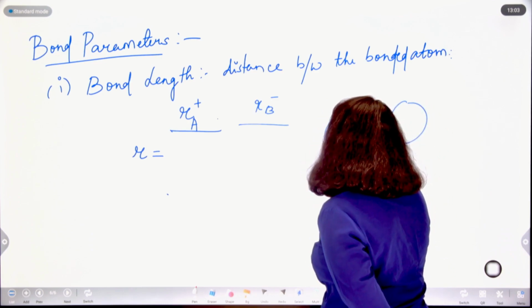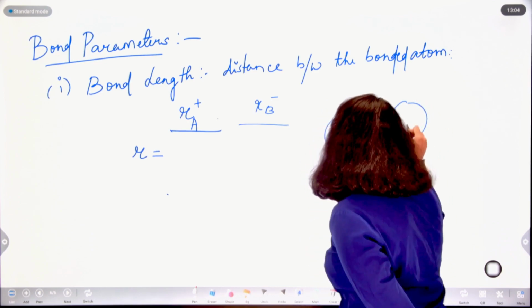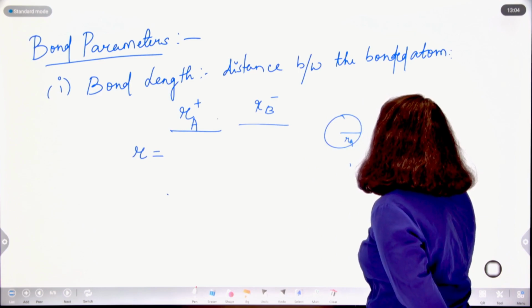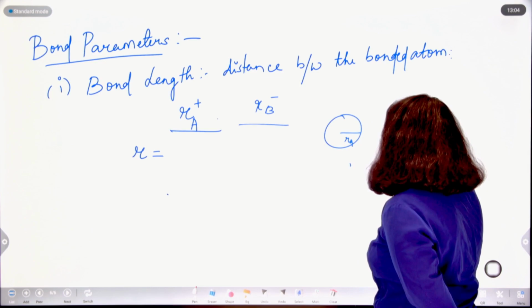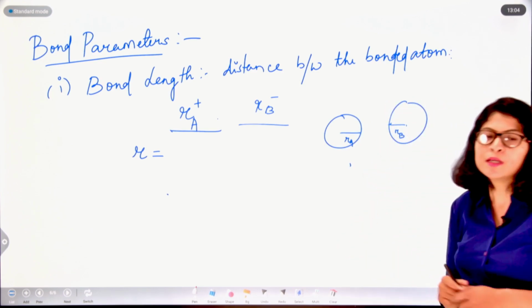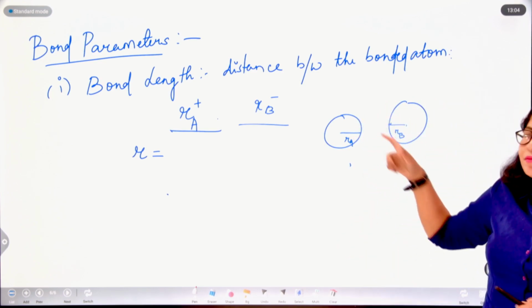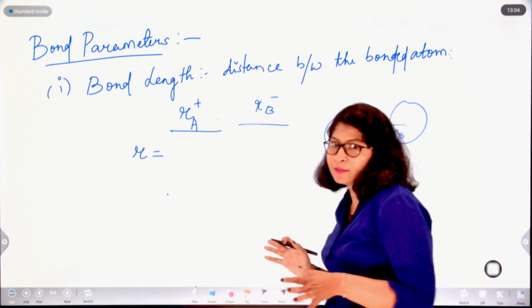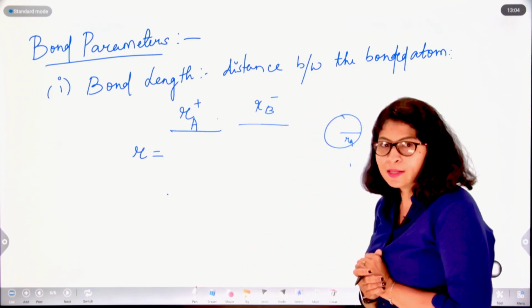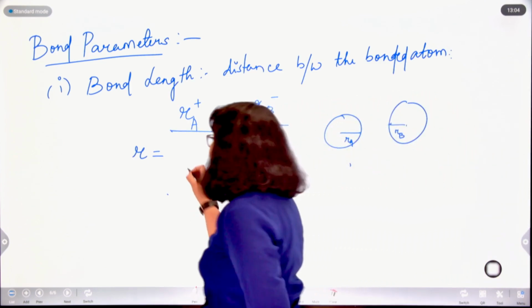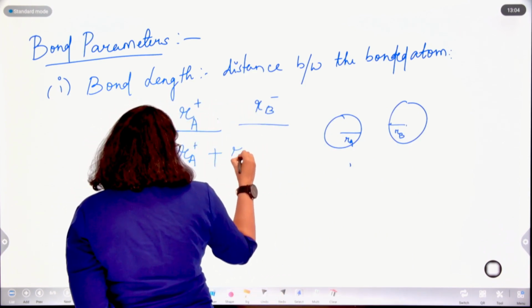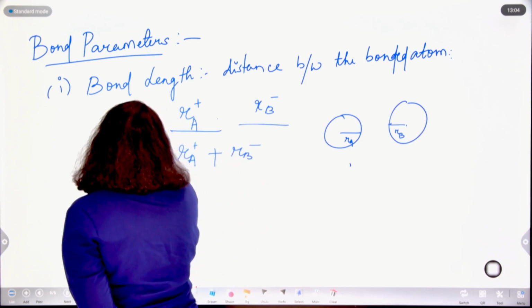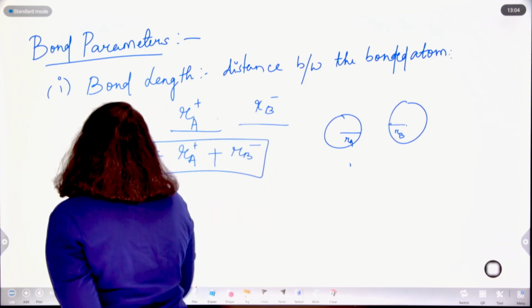The distance is the radius of A plus the radius of B, because they will be present like this. If this is the radius of A and this is the radius of B, the sum of the radii of both the ions gives us the entire bond length. So here the bond length can be represented as Ra plus plus Rb minus. This is the bond length for ionic bond.